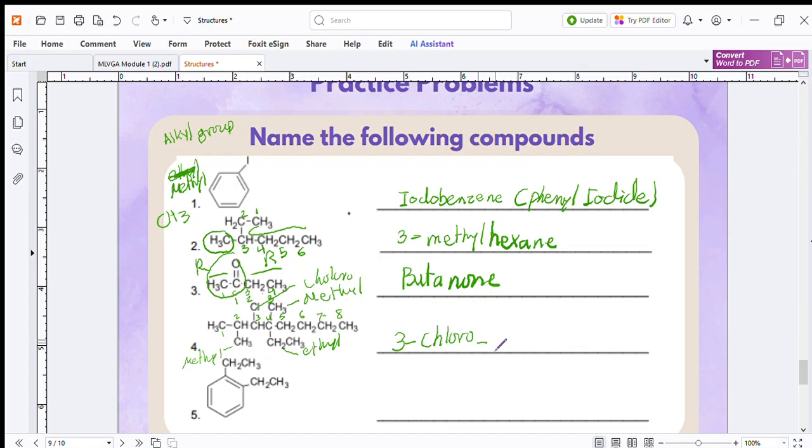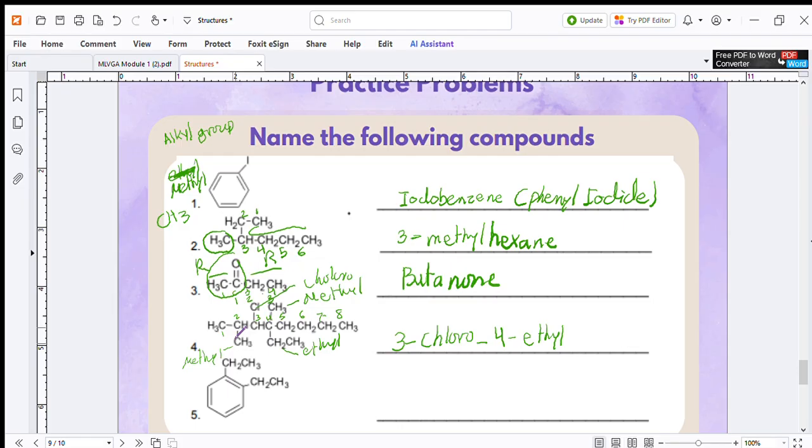So, sabihin natin ang number niya. Anong number ng branching niya? Nag-branch siya sa carbon number 4. So, sulatin natin 4, ethyl. So, tapos na po tayo dyan. Then, tingnan natin ang last, ang methyl.